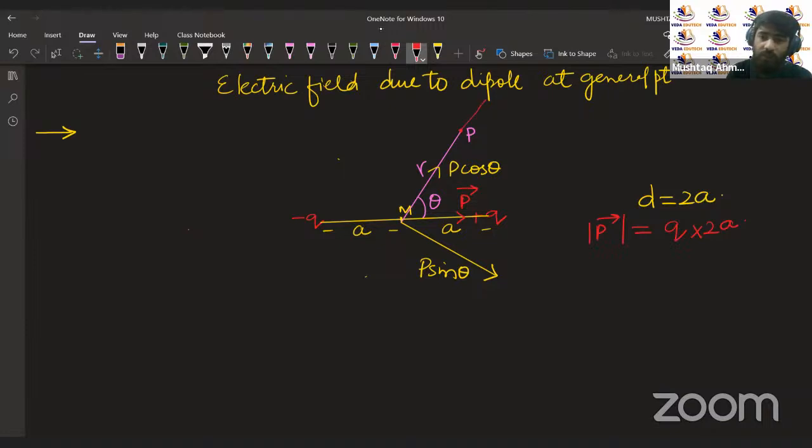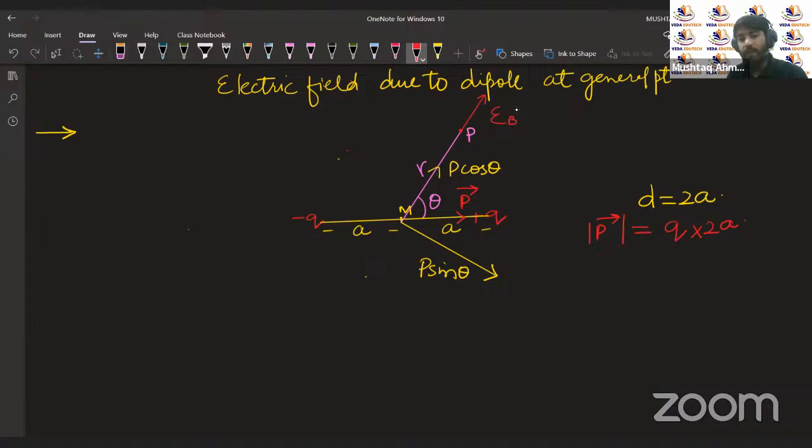Let me call this electric field EB, right? So this electric field will be along the dipole moment vector. This will be the direction of the electric field vector due to this P cos theta component.